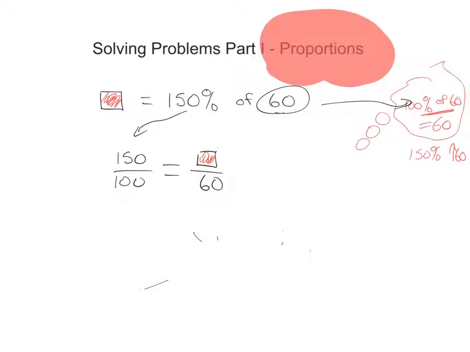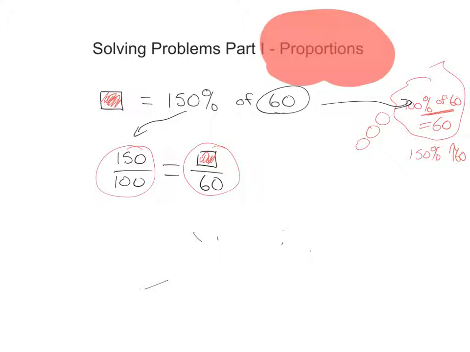Now, if you don't like putting a box with a red color in it, you could use an X or a Y or an A or some other symbol that you choose. I'm just going to use a box with red coloring in it. So the question ends up being, what is the value of that box? So over here, we've got 150 over 100. What number over 60 is equal to 150 over 100? And so this is what we're trying to figure out.